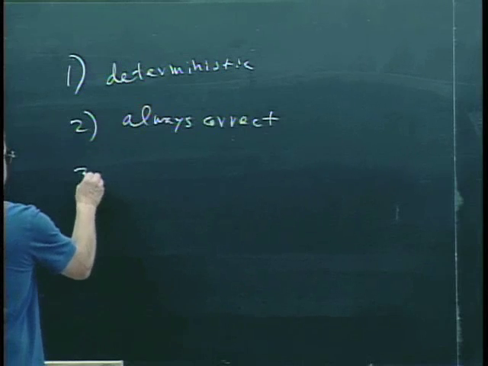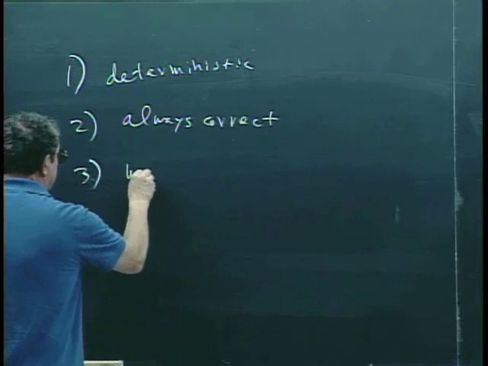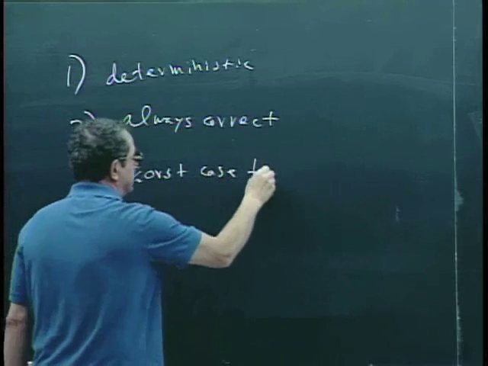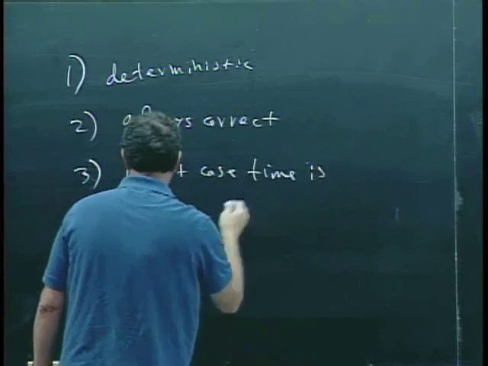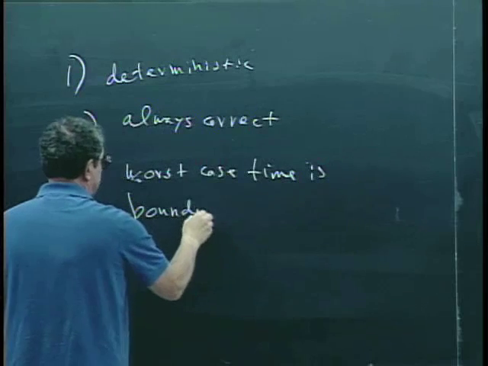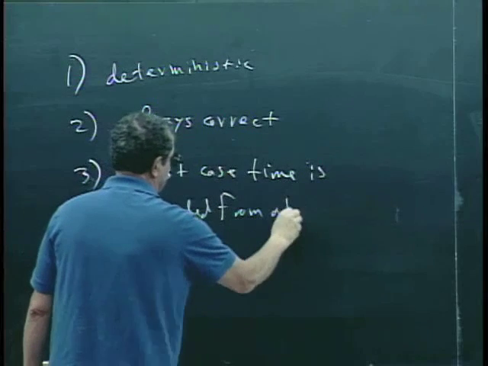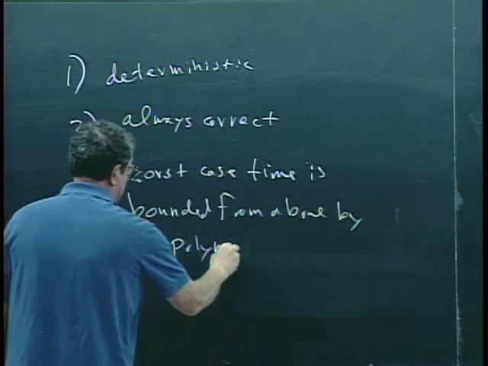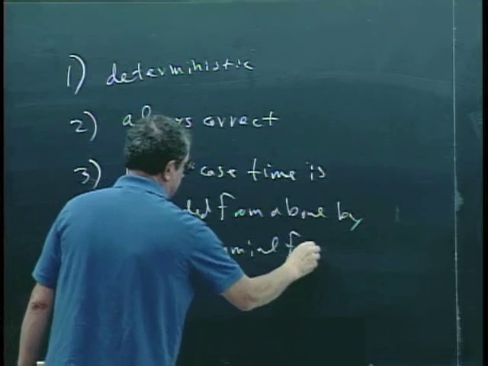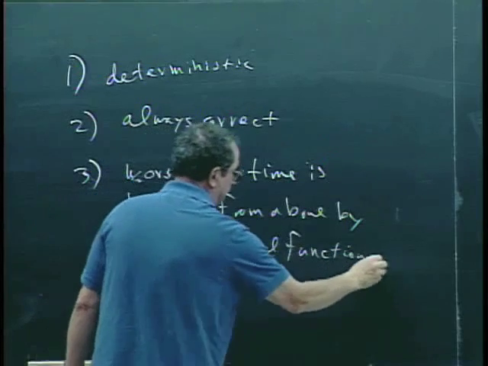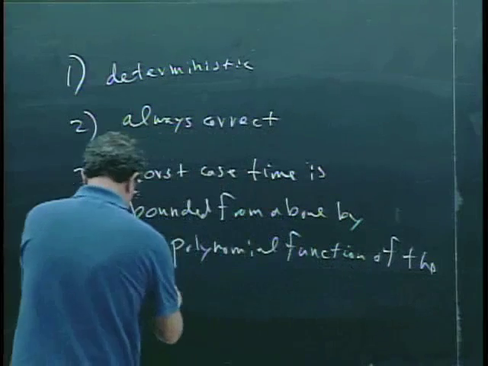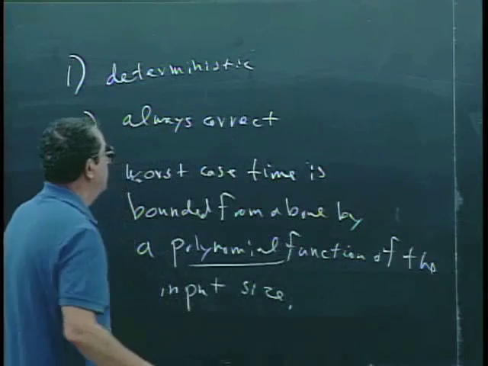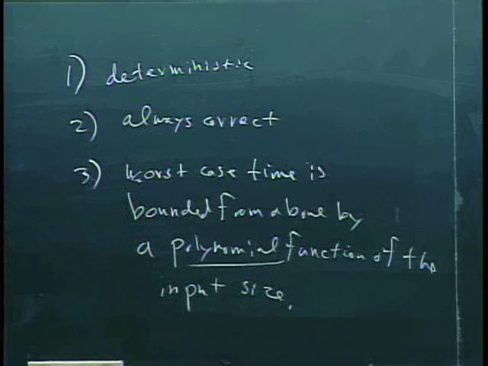And the third thing is that the worst case time is bounded from above by a polynomial function of the input size. Okay?